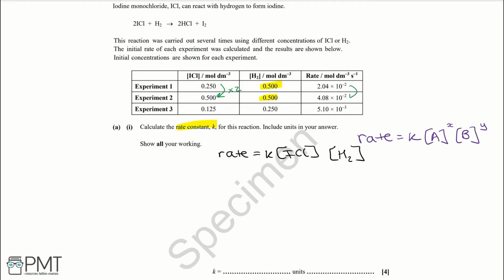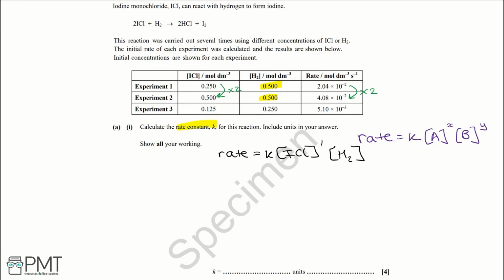What's happened to the rate is it's increased by 2 as well, it's doubled. That means it's going to be first order, because it's the same change. If it was second order, the rate would increase by 2 squared, or times 4. And if it was zero order, the rate would stay the same and it wouldn't matter how the concentration changes, because it would have no effect on the rate, and that's what a zero order reaction is.